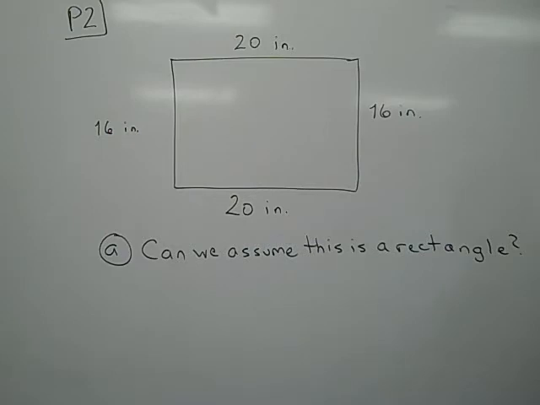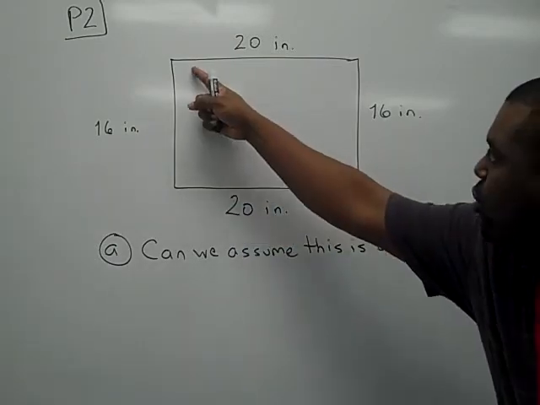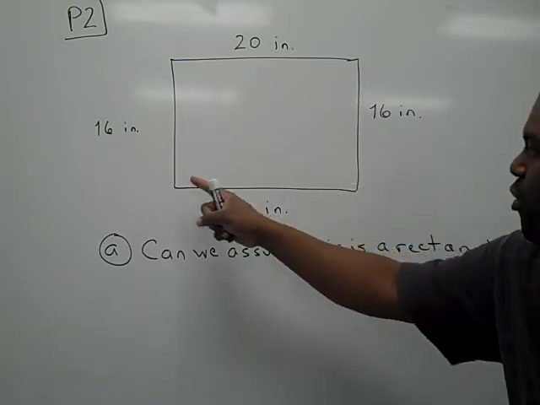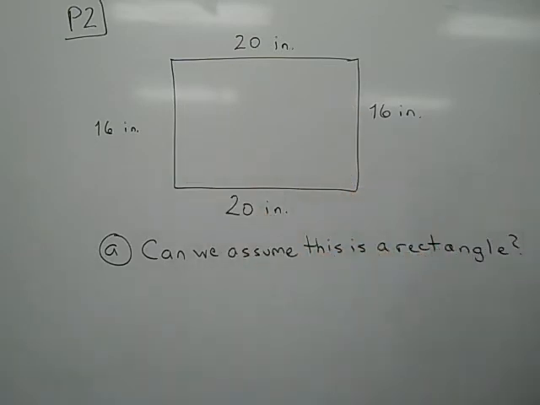Let's remember what we learned. We learned that a rectangle has to have four congruent angles. But do we know that these angles are congruent? They're not marked, so we can't do that. Therefore, we have to say that we cannot assume this is a rectangle.